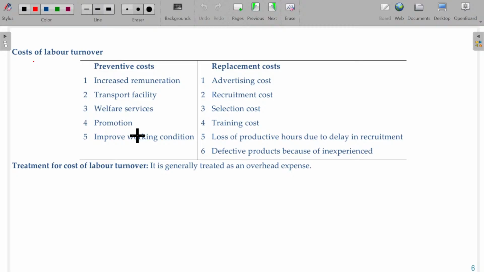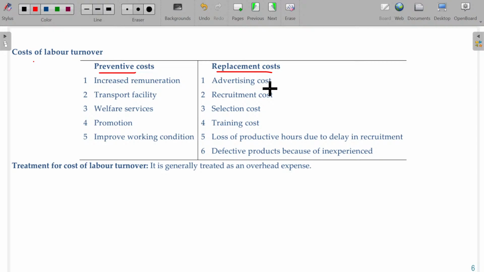And what are the costs we have for labor turnover? The costs can be of two types. One is preventive cost, another is replacement cost. I already told you, replacement cost is nothing but replacing the employee in the place of exiting employees. That's called replacement cost, like profit lost and selection, recruitment, and settlement cost and all.